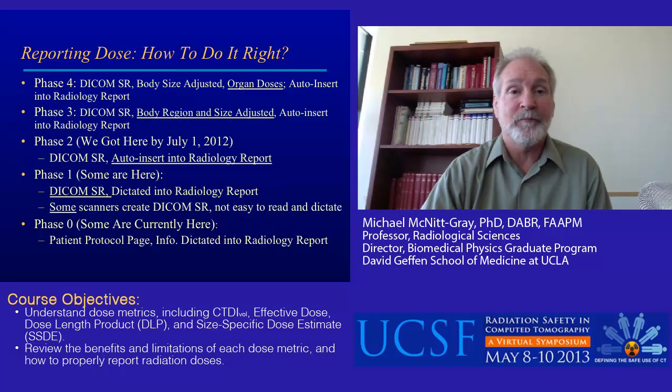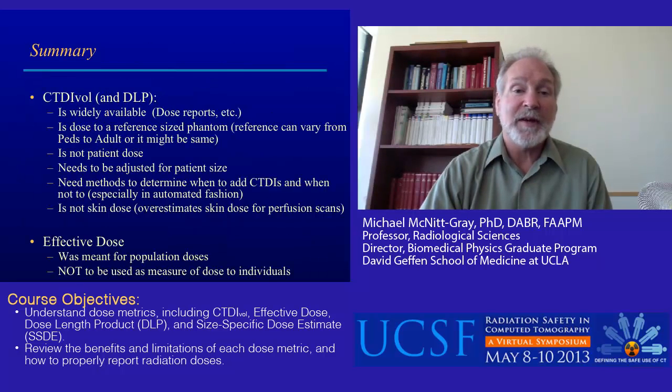In summary, CTDIvol and DLP are widely available. They're in all the dose reports. It's dose to a reference size phantom. It is not patient dose. It does need to be adjusted for patient size, and we need methods to determine when to add CTDIs and when not to, especially in an automated fashion, so this could be done robustly. And also, it is not skin dose. It overestimates skin dose for perfusion scans by either 50% or at least 30%, depending on the study that you're looking at.